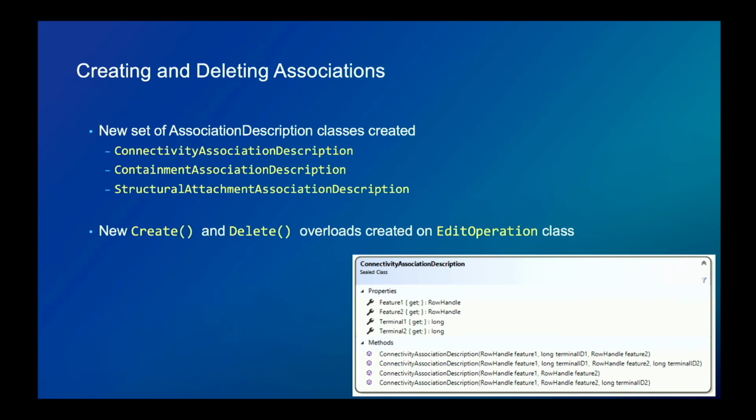So we've added stuff to edit operation to do utility network editing. There's a set of association description classes that you use to create or delete associations. To give an example of a containment association description, you create one of those objects, you say this is the container, and you pass in an element, and you say this is the content, and you pass in another element, and then you call create, and you pass in your containment association description, and that will go ahead and create the container association.